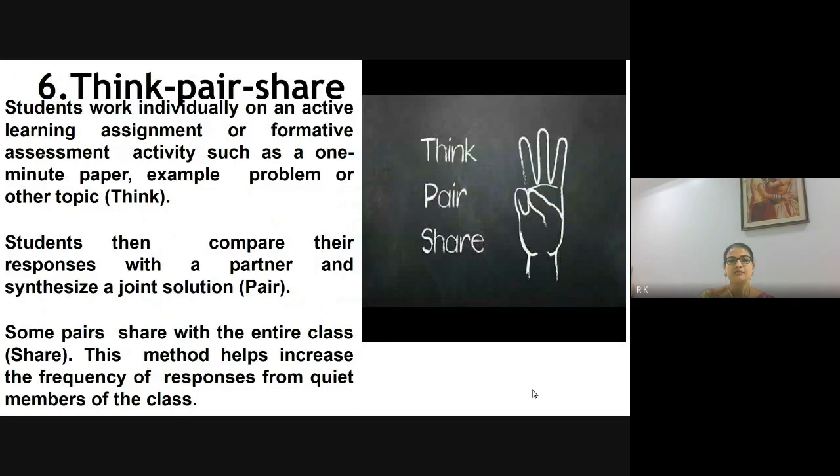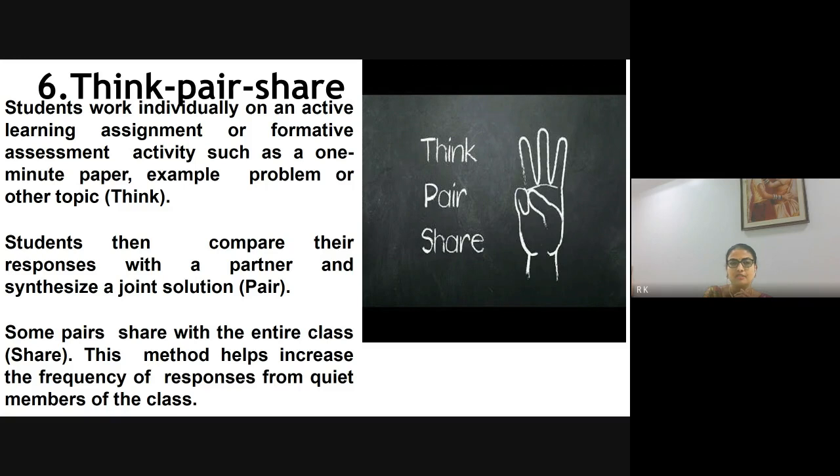Okay, so the sixth method is think, pair, and share. You are welcome to have a cross discussion and ask questions if it is not very clear. In the think, pair, share method, what happens? The students work individually on an active learning assignment or formative assessment activity, such as a 1 minute paper or example problem or any other topic, but they have to think. Then the students compare their responses with a partner. So you have a partner, you can conduct it in the class very beautifully, and then synthesize a joint solution.